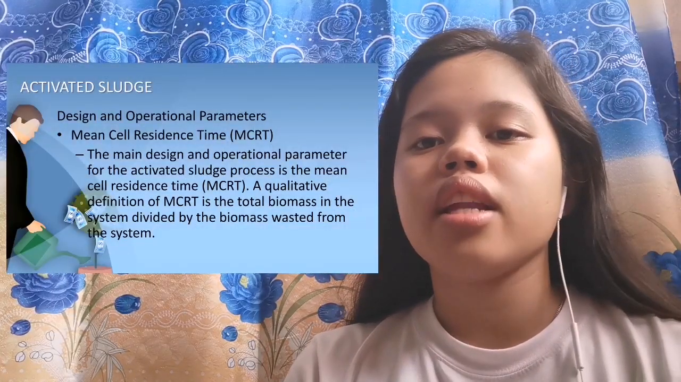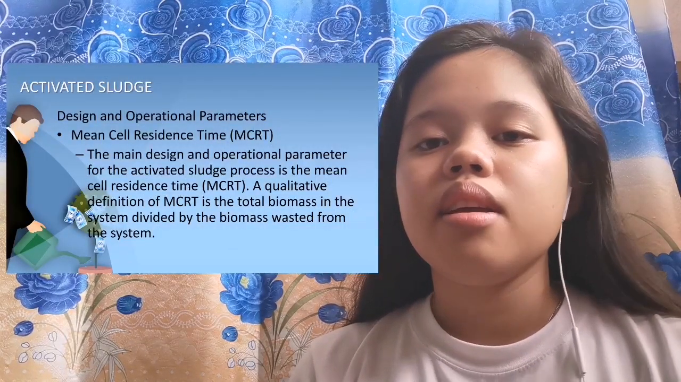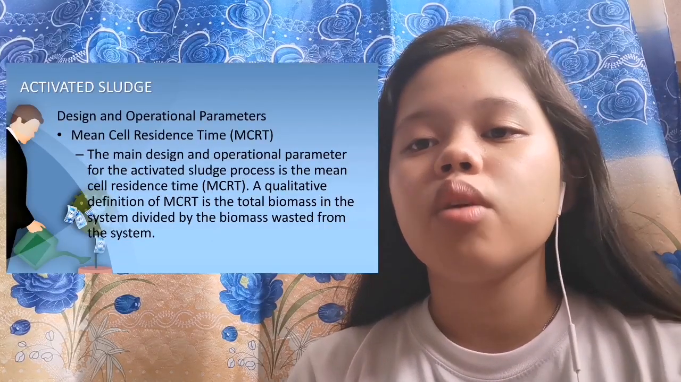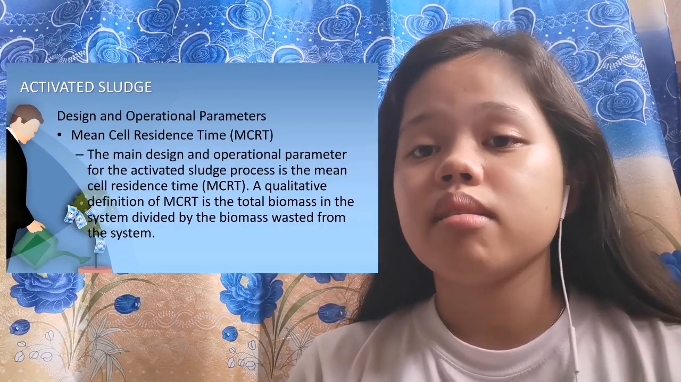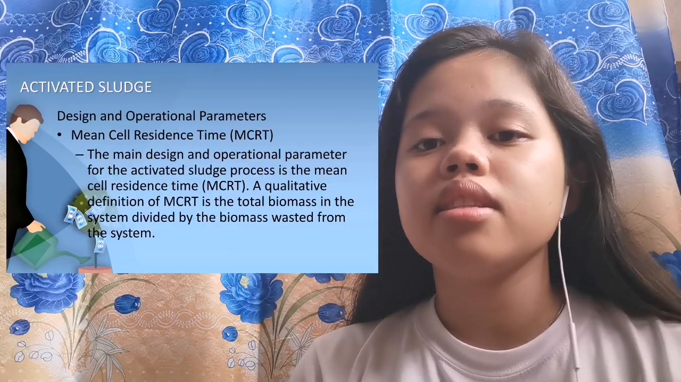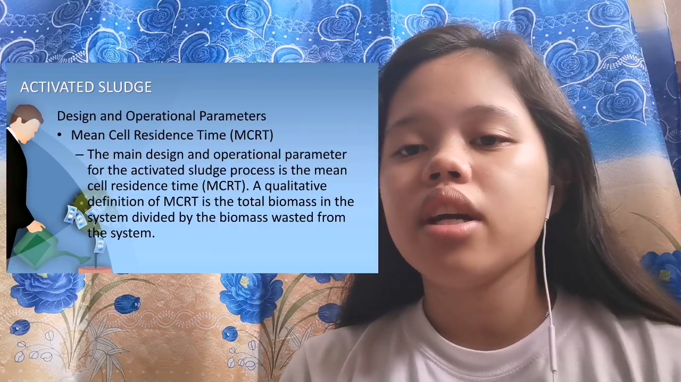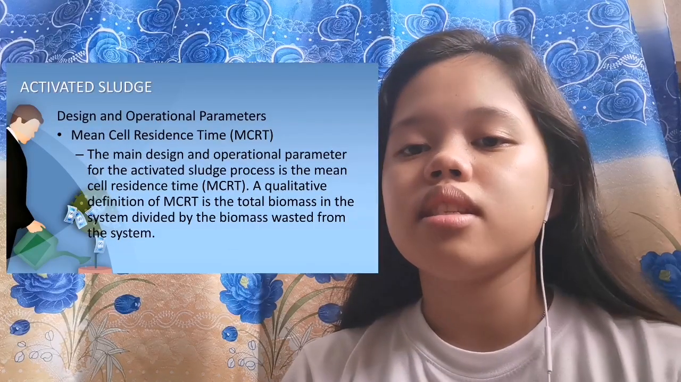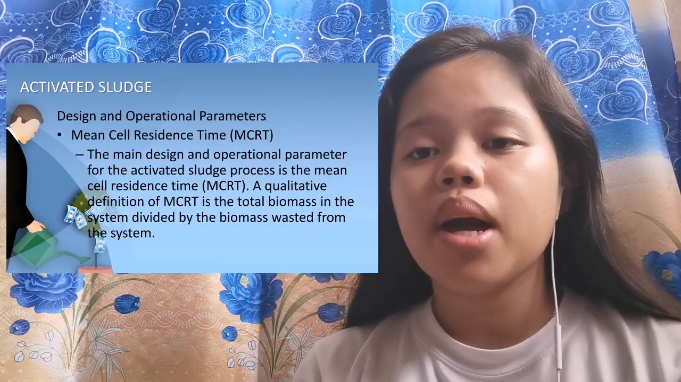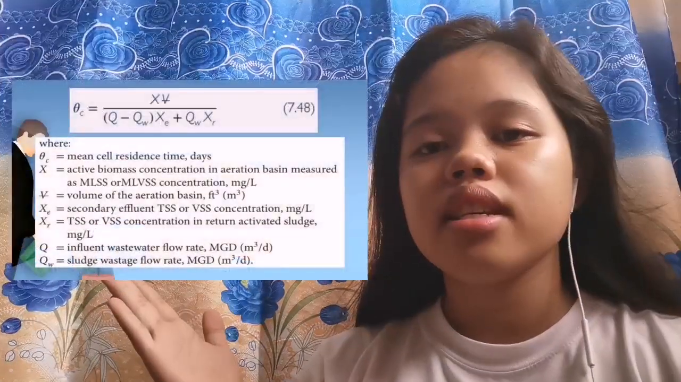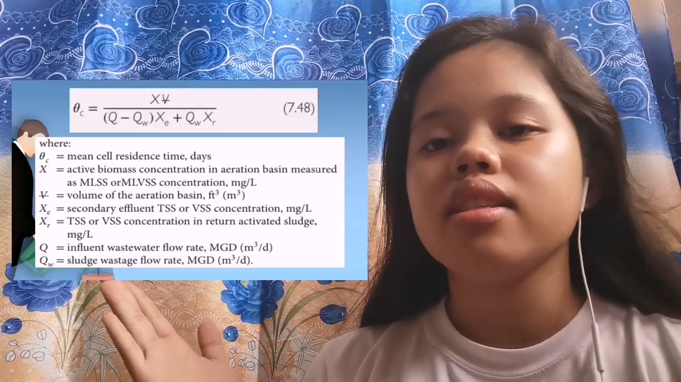Activated sludge design and operational parameters. Mean cell residence time (MCRT). The main design and operational parameter for the activated sludge process is the mean cell residence time. A qualitative definition of MCRT is the total biomass in the system divided by the biomass wasted from the system. This is the formula for the mean cell residence time.